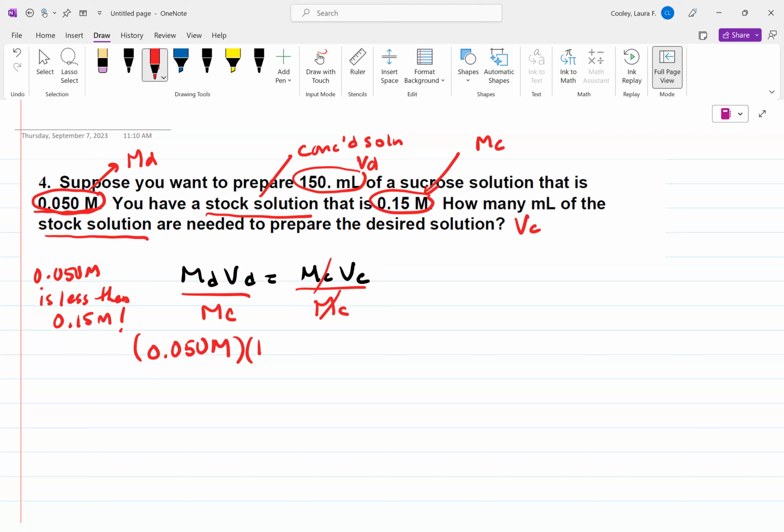See, I get confused too. I have to look and think about it again. So you get 50 milliliters. Now I walked around the room and somebody did it wrong and got 450 when they reversed these two. That makes absolutely no sense. How are you going to fit 450 milliliters in a 150 milliliter flask? That tells you right there that it can't be right. It has to make sense, so think about it as you're going along.